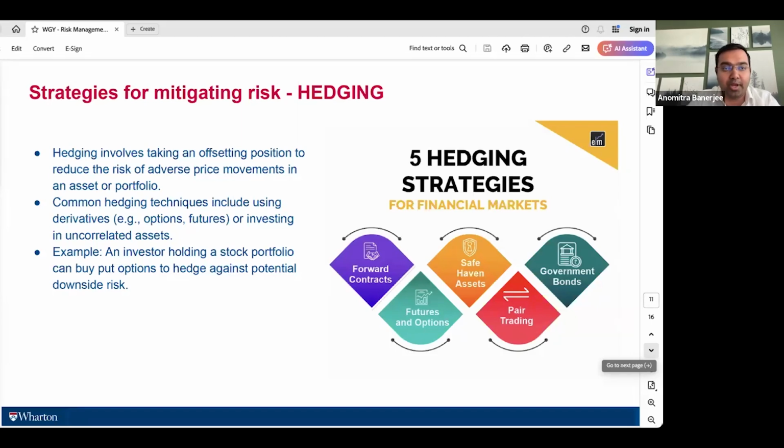So when you're taking one bet somewhere, you might take another bet in, say, options or futures to shield the other bet, right? So hedging is one very important way to mitigate risks.